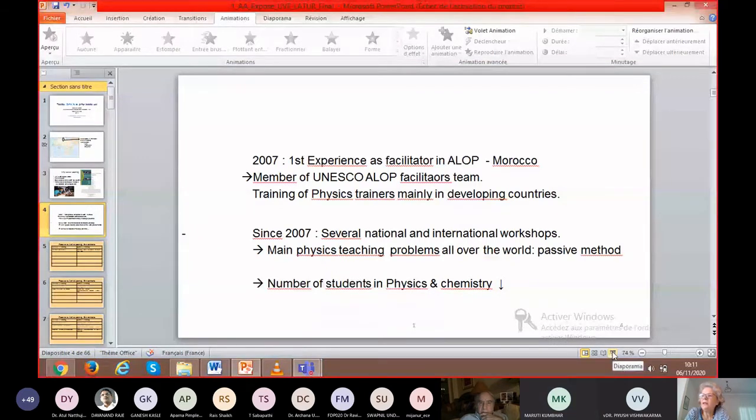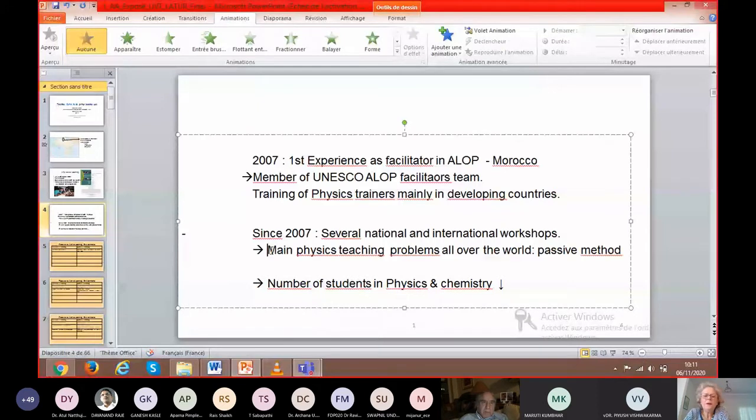So, from all the workshops I attended till now, it appears that the main physics teaching problems come from a passive method. Why do I say main physics teaching problems? Because there are many other problems. This is not the only problem, of course. And because of teaching problems, the number of students in physics and chemistry is decreasing drastically in Tunisia and I think all over the world.